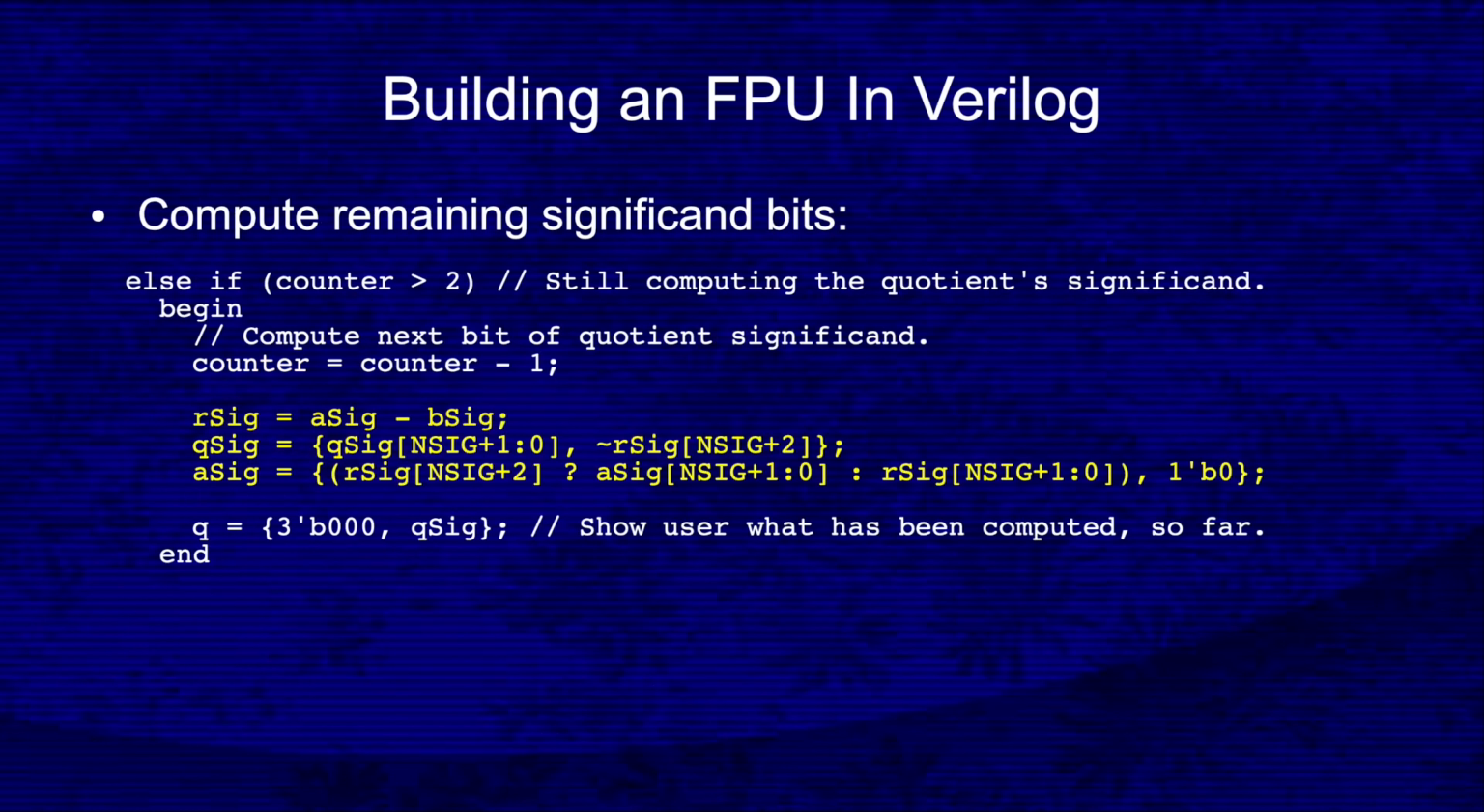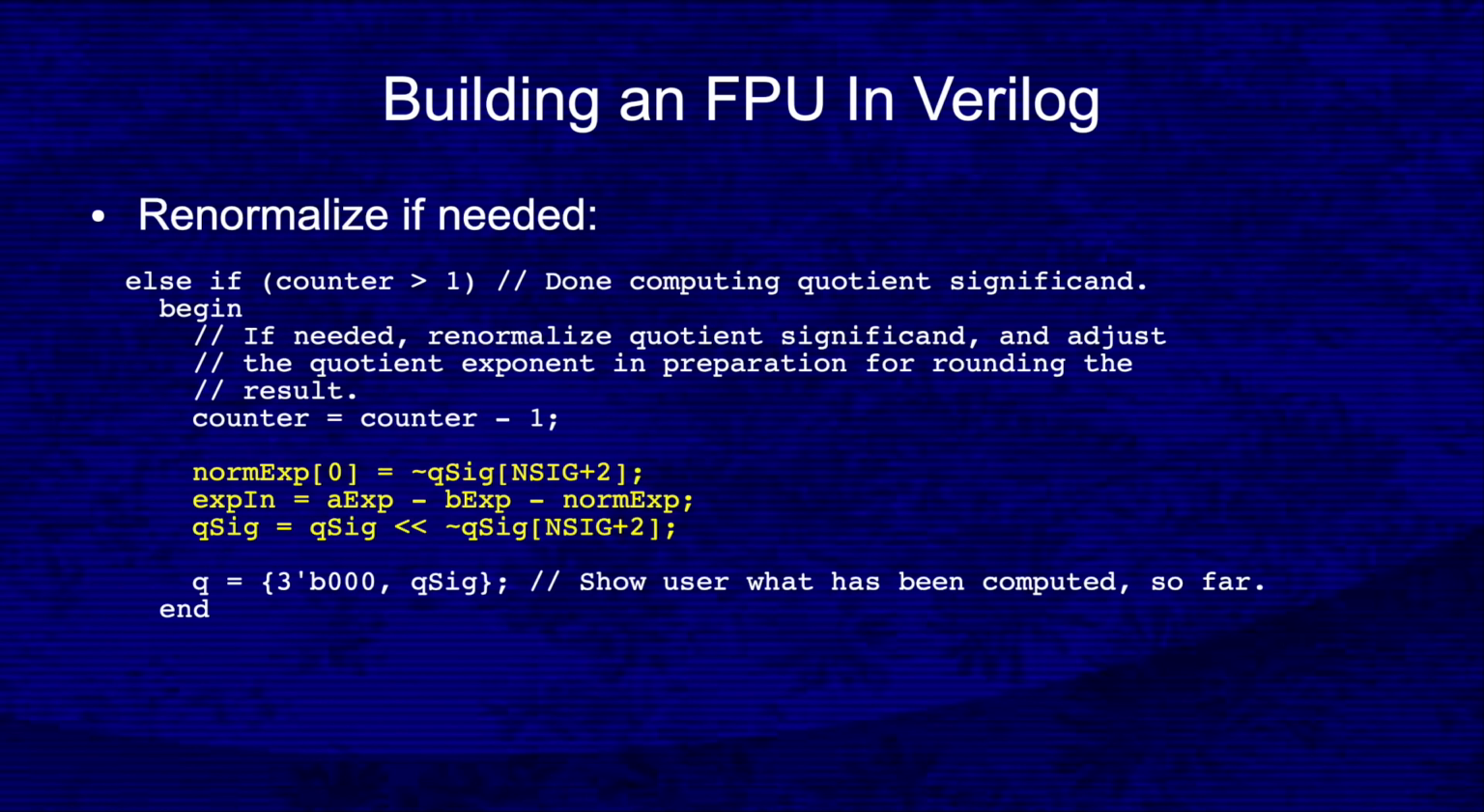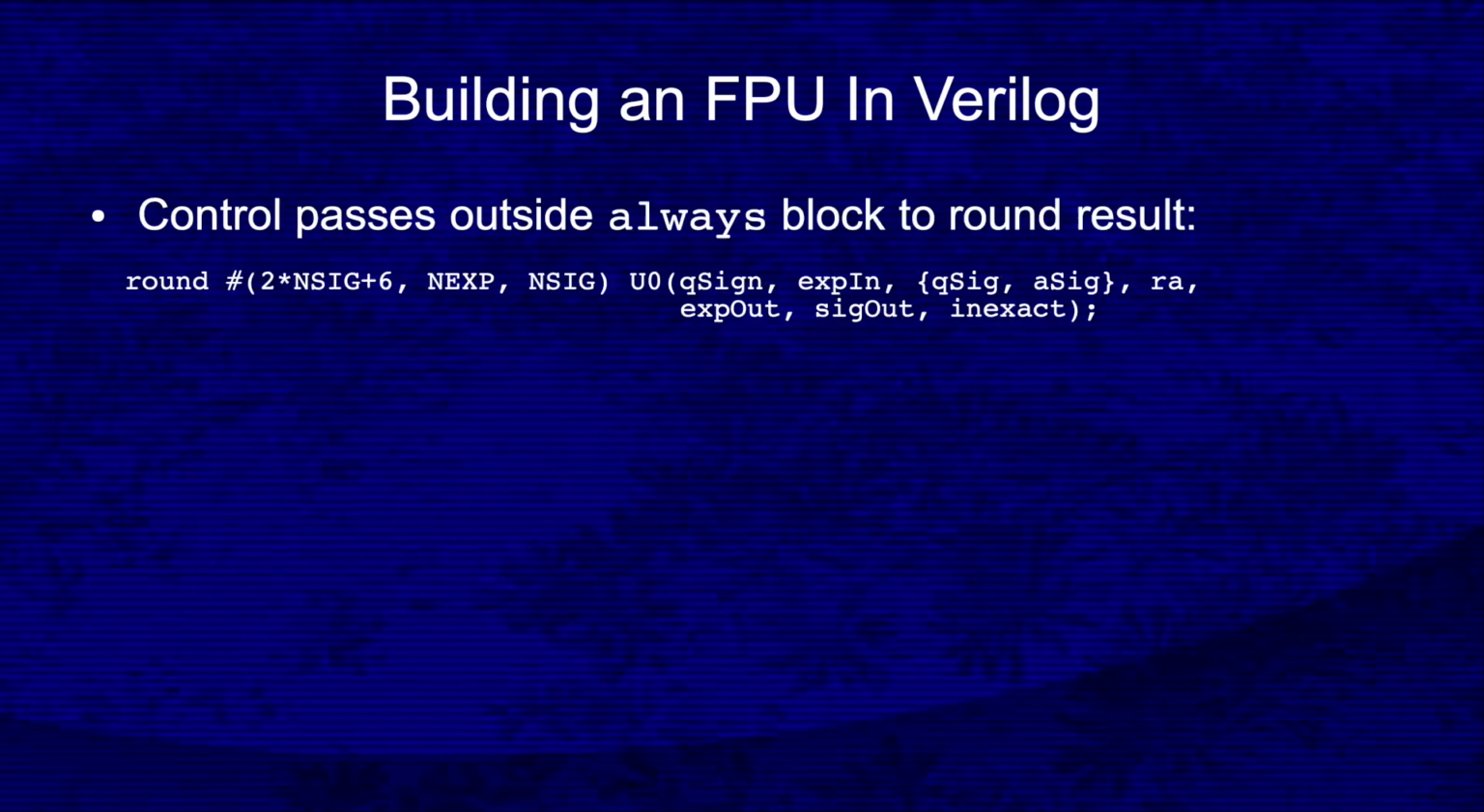As long as the remaining cycle count is greater than 0, the state machine is driven along by the system clock. For the next n sig plus 2 cycles, the state machine computes the next bit of the quotient significand. In the following cycle, after the final unrounded bit of the quotient significand is computed, the state machine optionally renormalizes the quotient significand and decrements the quotient's exponent. Between the end of this cycle and the final cycle, the data is passed to the rounding module outside of the always block. The rounded significand and exponent values are available for the last cycle to construct the return result.